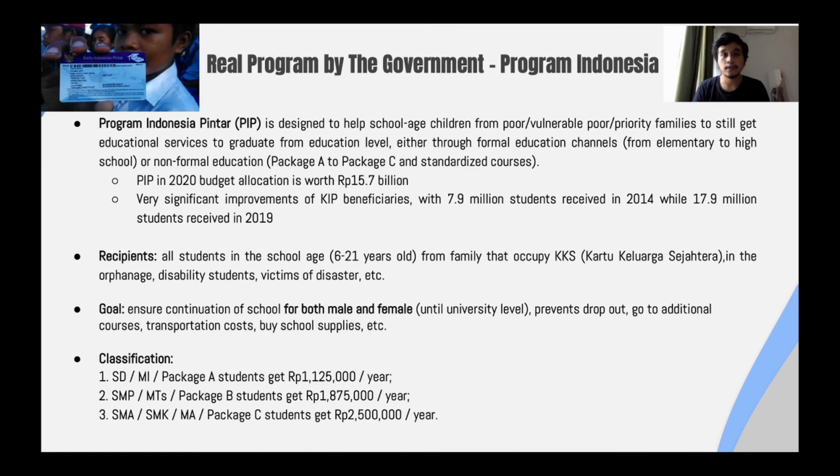And of course, it can also cover other school-related costs, such as additional programs, courses, school supplies, transportation, and many others. And the classification of the aid, as you can see, is that number one is primary school, or package A, which gets about 1.125 million rupiah. Two is package B, or junior high school, which gets 1.875 million rupiah. And third is package C, or senior high school, which gets 2.5 million rupiah.